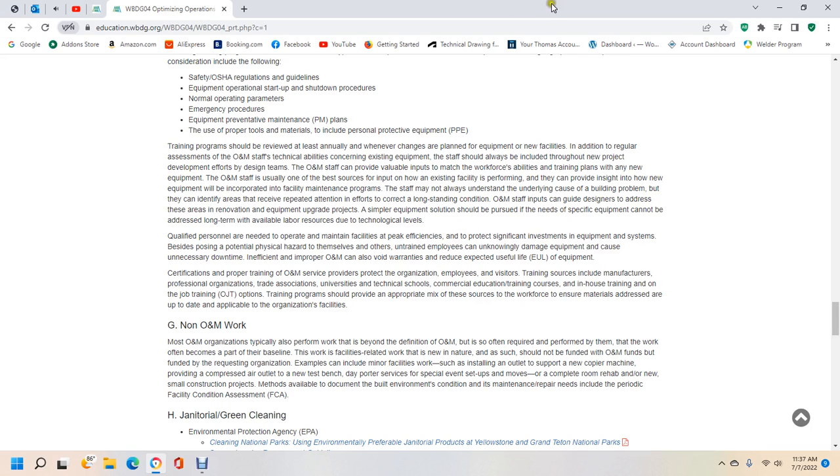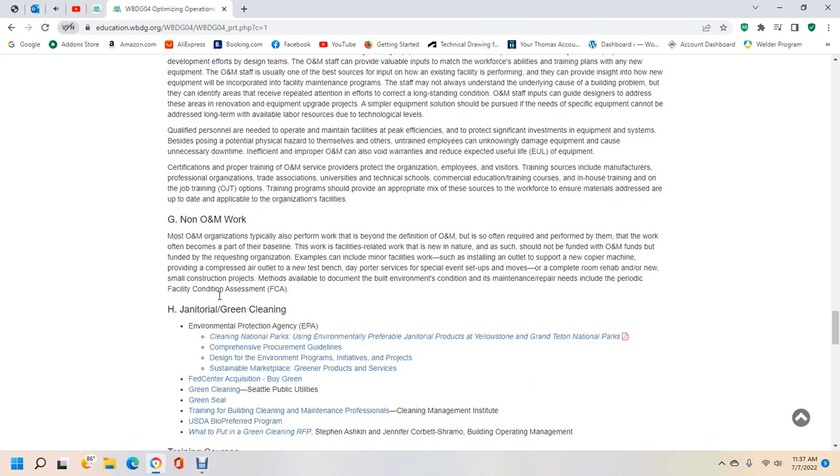Certification, proper training, and operation and maintenance service procedures should be provided to organizational employees. Training services include manufacturers, professional organizations, trade associations, universities, technical schools, commercial education training courses, in-house training, and on-the-job training. A training program should provide an appropriate mix of these sources to ensure the materials addressed are up to date and applicable to the organization's facilities.